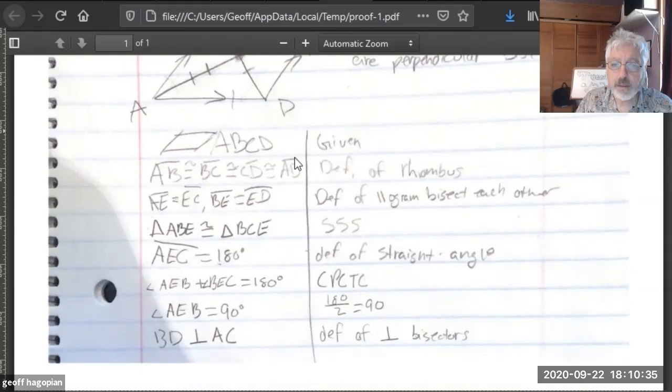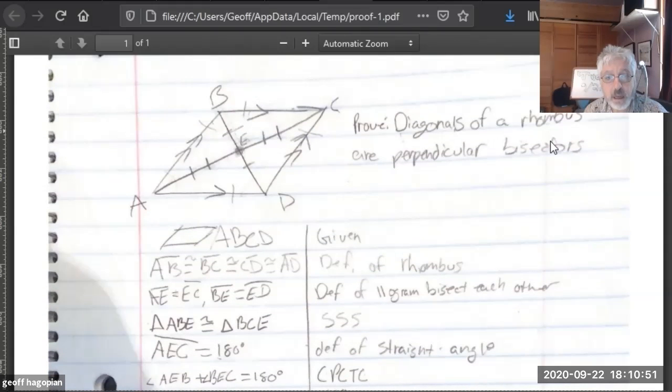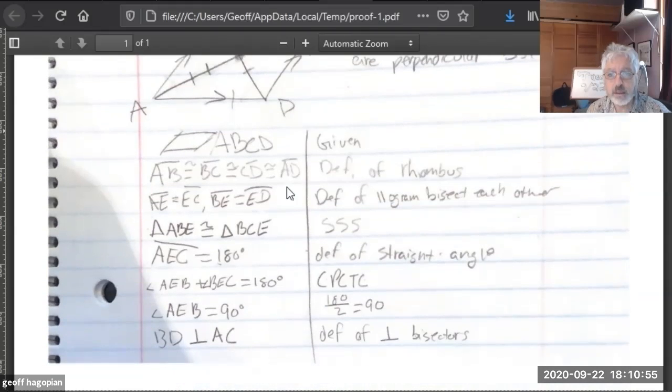And so we have in the left column, the statement, and the right column, the justification, which is just sort of implicit here. That's all right. We know how this works. And so we're given parallelogram ABCD, all right, because we know a rhombus is a parallelogram. So yeah, that's good.